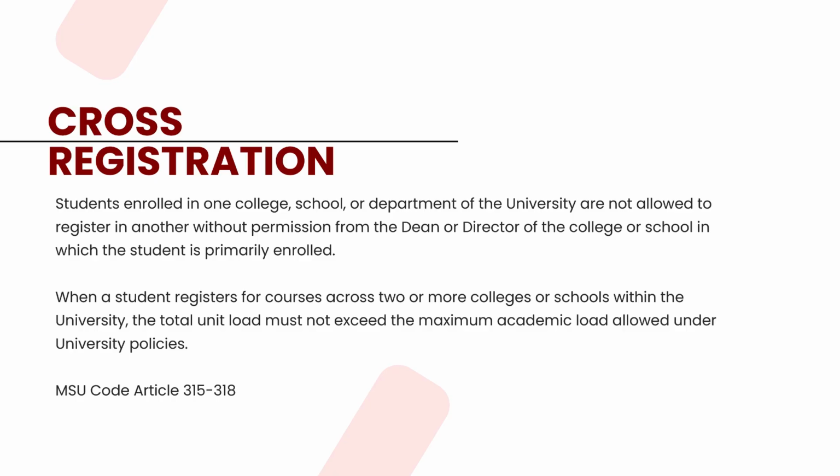What if you need to take a subject offered in another college or department? This is called cross-registration. Per Articles 315 to 318, you cannot register in another unit without written permission from your home college dean. Additionally, even if you are cross-registering across multiple units, your combined total workload must still not exceed the maximum allowable unit limit for the semester.